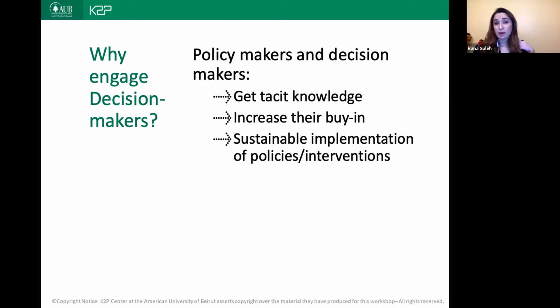It would increase their buy-in, especially if you're engaging them from the start. Whenever you engage with stakeholders right from the beginning of your campaign, you have better chances for them to own the project with you, and as such increase their buy-in not only for the adoption but also for the implementation of the policies. And even if you get out of the team at a later stage, at least you will have people who own the project with you to continue. This will lead to sustainable implementation of policies and interventions as well.